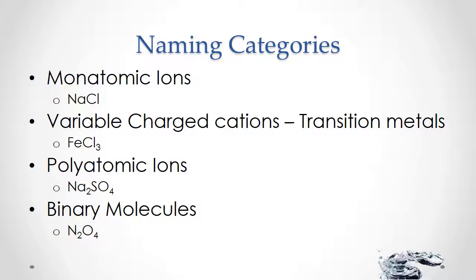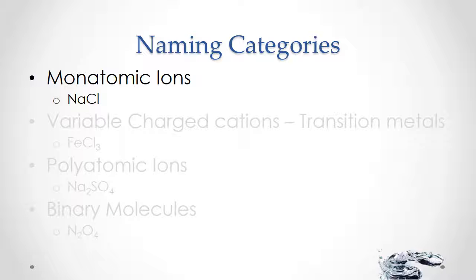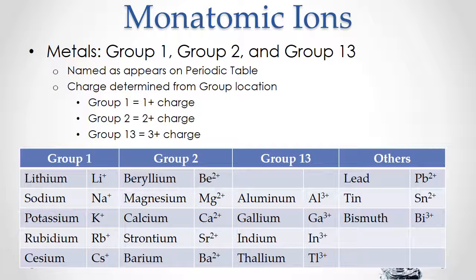We can have polyatomic ions, mainly anions, and here we see an example of sodium sulfate. And then we can have binary molecules, which are going to be two nonmetals bound together. In this video, we're going to focus on monatomic ions. With monatomic ions, we're going to deal mainly with the metals of group 1, group 2, and group 13.